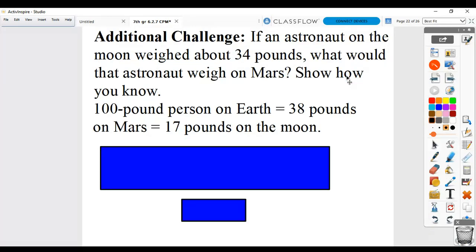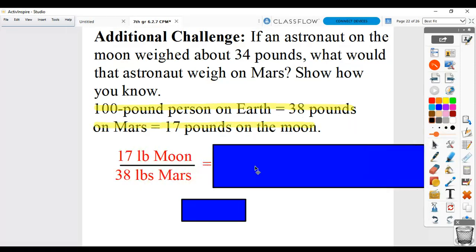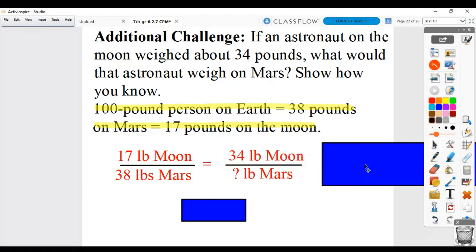For an additional challenge, and this is part of our homework, if an astronaut on the moon weighed about 34 pounds, what would they weigh on Mars? So again, they remind us of the information we know. A 100-pound person on Earth weighs 38 pounds on Mars, weighs 17 pounds on the moon. So one way you could do that is to say he weighs 17 pounds on the moon, and that is the same as 38 pounds on Mars.